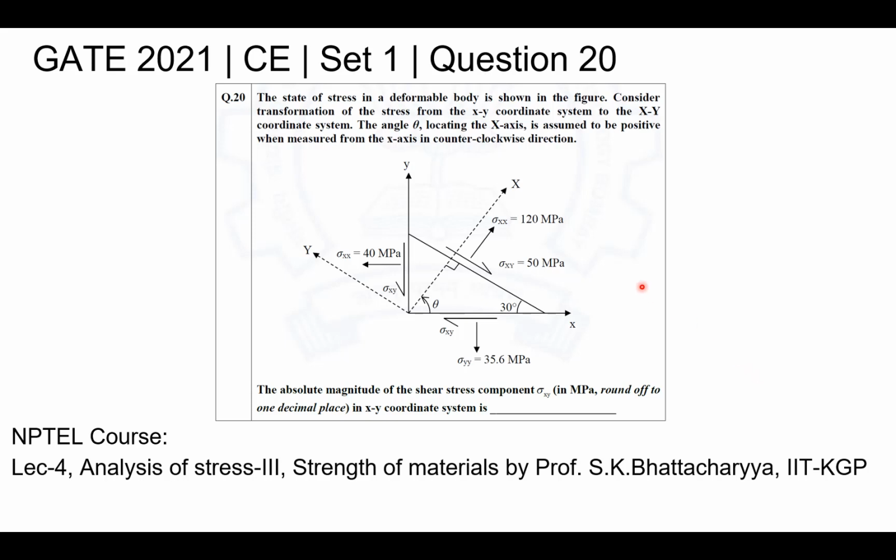in the counterclockwise direction. The absolute magnitude of the shear stress component sigma xy in MPa rounded off to the first decimal place in the xy coordinate system is asked, and the stress element showing the state of stress is shown with the small xy coordinate axis oriented this way and the capital XY coordinate axis oriented about the small x coordinate axis with an angle theta.